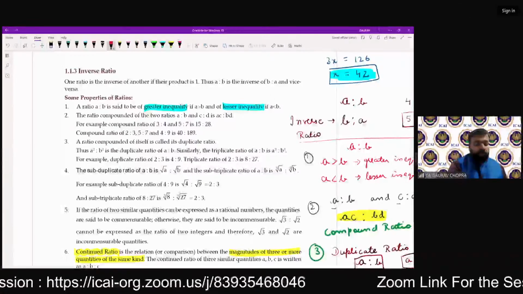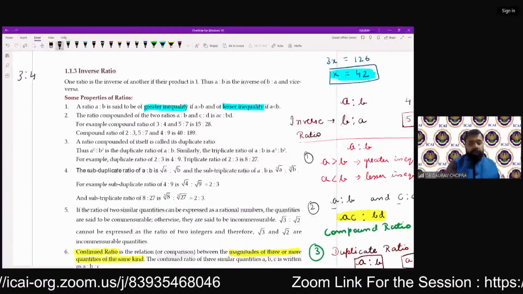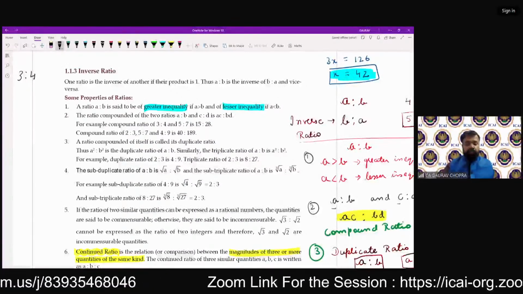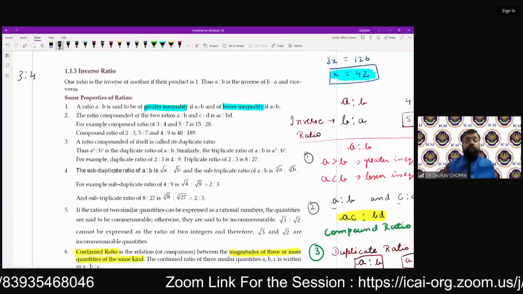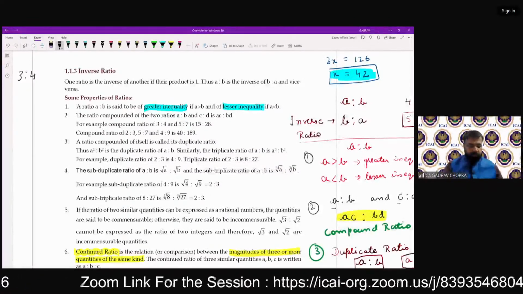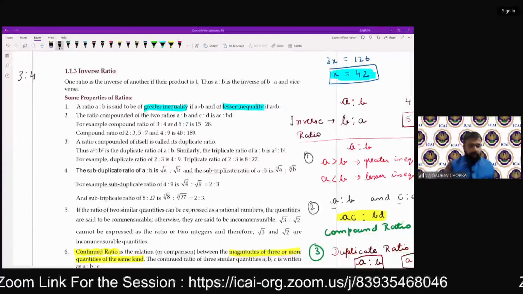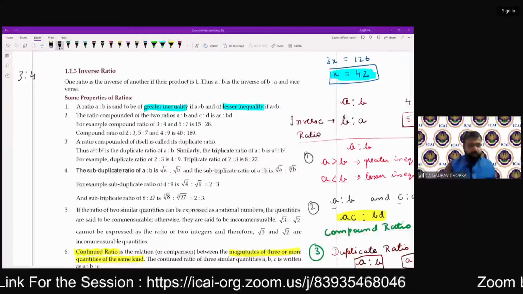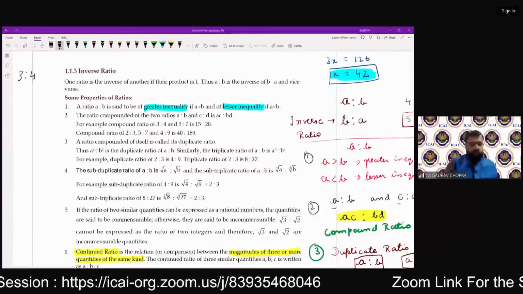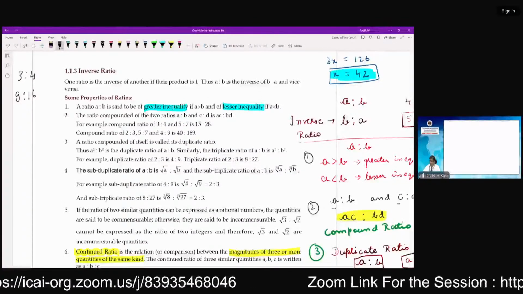So if 3:4 is given, then what will be the duplicate ratio of this? You have to find out the duplicate ratio. Anyone? Yes, Devinder, Seni, Abhinav, Akash, everyone. Most of you have given the correct answer: 3 square is 9 and 4 square is 16.